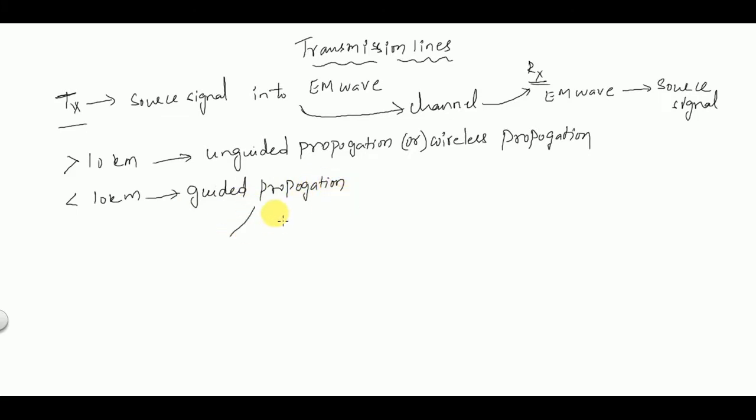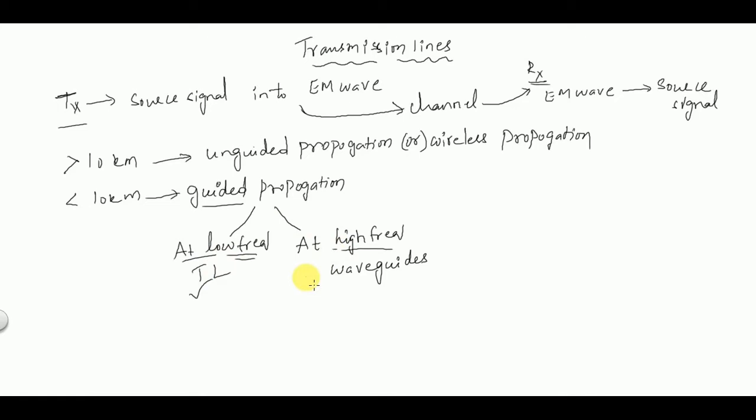In guided propagation, at low frequencies we will use transmission lines, and at high frequencies we'll use waveguides. So both are used in guided propagation, but at low frequencies we use transmission lines and at high frequencies we use waveguides. In unguided propagation we use antennas.